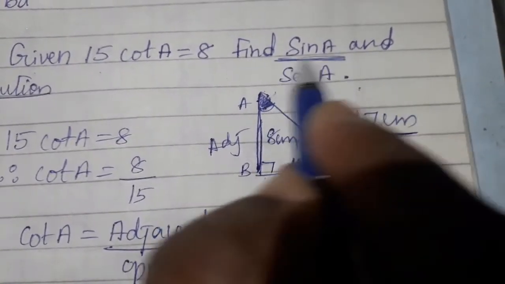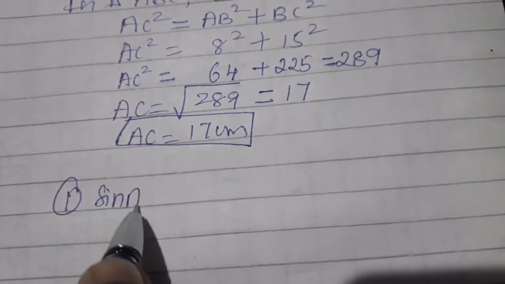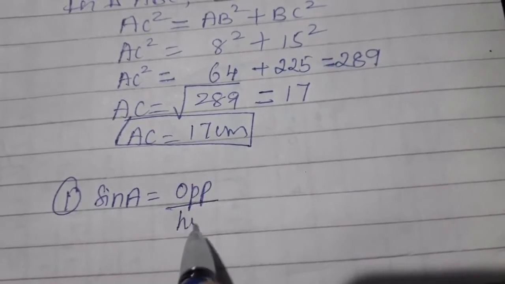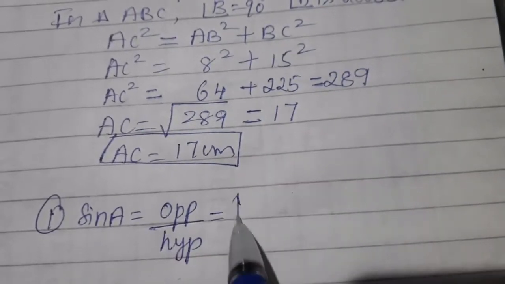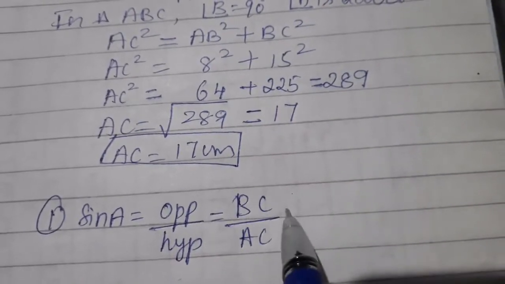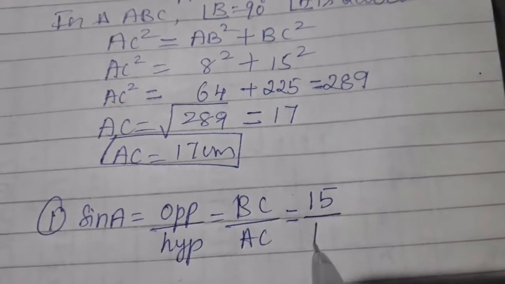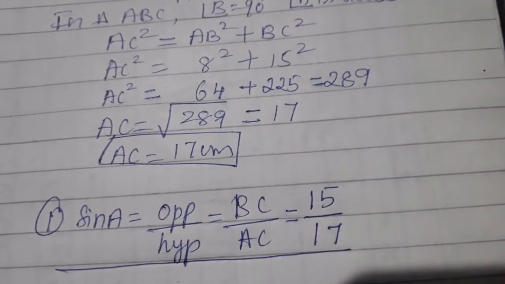Now we will find sin A and secant A. The first question is sin A. Sin A is nothing but opposite by hypotenuse. Which is opposite? BC is opposite. AC is hypotenuse. So BC by AC. BC is 15 centimeters, AC is 17 centimeters. So sin A is 15 by 17.